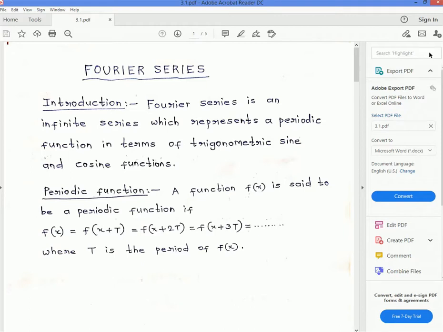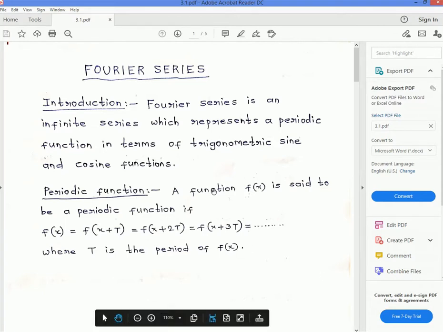So first we have to know what is Fourier series. Fourier series is an infinite series expansion of a periodic function in terms of trigonometric functions, sine and cosine terms. That means we can expand any function f of x as a Fourier series. Okay, so what is period?